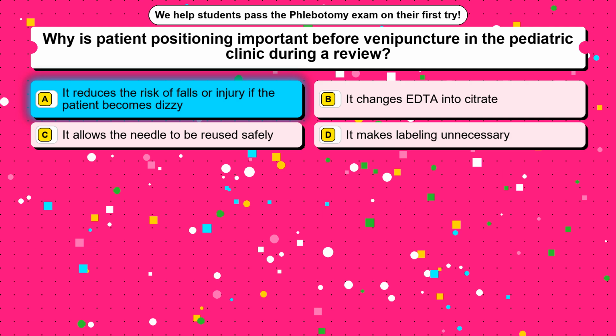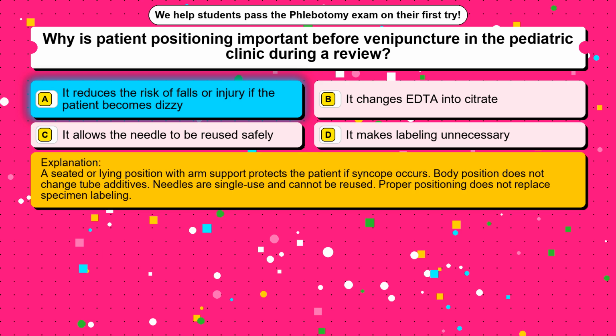The correct answer is option A. It reduces the risk of falls or injury if the patient becomes dizzy. A seated or lying position with arm support protects the patient if syncope occurs. Body position does not change tube additives. Needles are single-use and cannot be reused. Proper positioning does not replace specimen labeling.